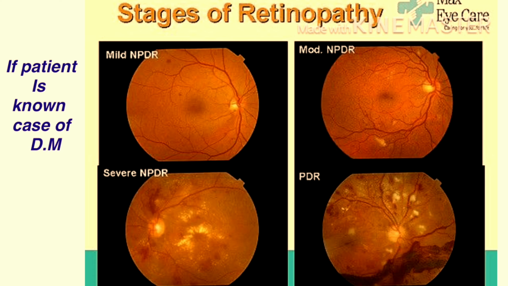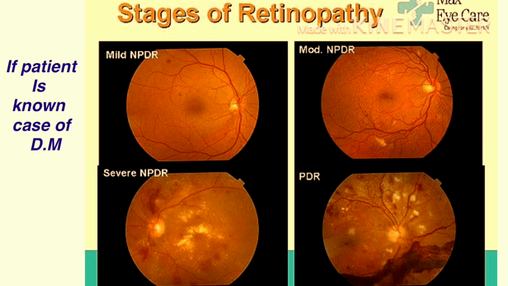Moderate NPDR contains microaneurysms along with hard exudates and soft exudates. In case of proliferative diabetic retinopathy, there is new vessel formation in the disc or in the retina. After the PDR, there is vitreoretinopathy, diabetic vitreoretinopathy, followed by diabetic papillopathy. So based on the clinical picture, we have to investigate.